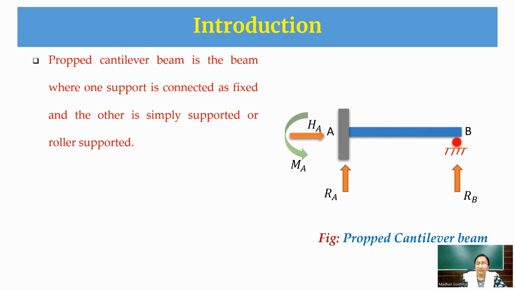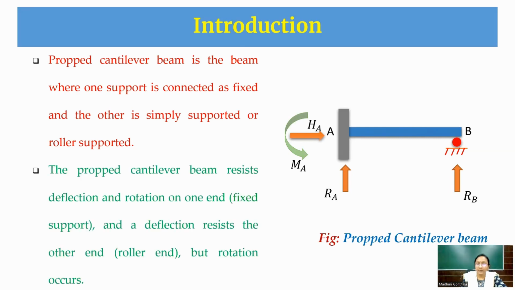This is a proper cantilever beam. In this proper cantilever beam, at the fixed end, it is going to resist both deflection and rotation. Whereas the roller support is going to resist only deflection, but the rotation is going to occur. Now you can see this is a deflection figure, or you can call it the elastic curve, this yellow one. At A support, you can write theta A is 0 and delta A is 0, as it does not have any rotation as well as deflection.